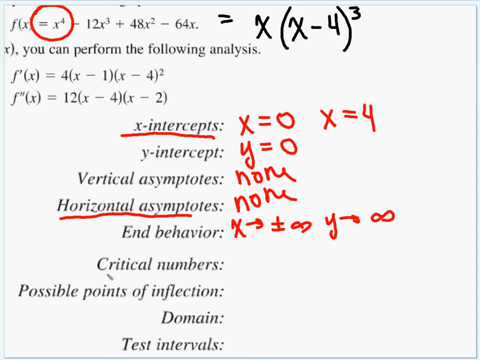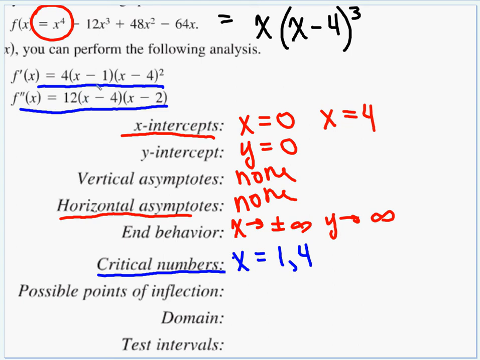Okay, calculus time. Critical numbers come from the first derivative equal to 0, which I just underlined here in blue. If I set the first set of parentheses to 0, I get 1, and the second set of parentheses to 0, I get 4. So there are a couple of critical numbers. We will use those to chop up our intervals, as well as possible points of inflection. If we set the second derivative equal to 0, we get x equals 2 and x equals 4. This point x is 4, it could be a critical number, it might be a point of inflection, maybe it's even nothing. We'll find out as the problem continues.